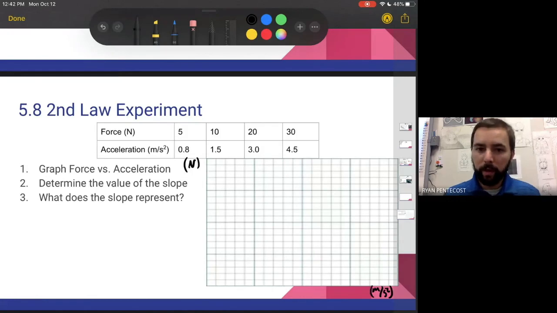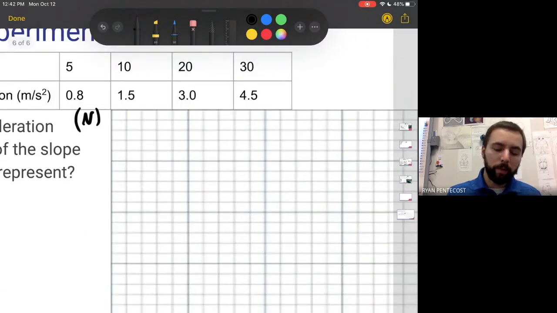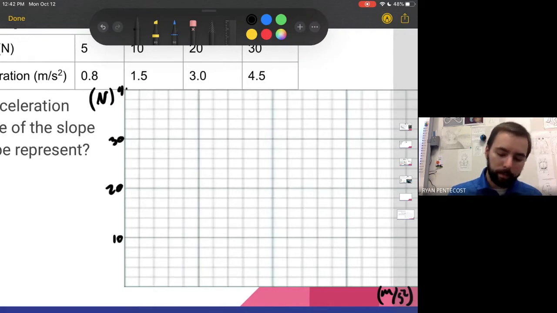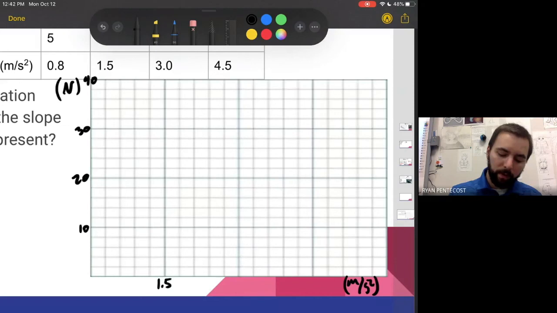Now I'm forcing that so that we can get the right result that we want. So force goes up to 30, right? So we've got 30, 20, whoops, that's not going to work. Miscounted. Let's start here: 10, 20, 30, 40, right? Then our acceleration goes up to 4.5. Let's say that this is 1.5, 3.0, 4.5, and so on.